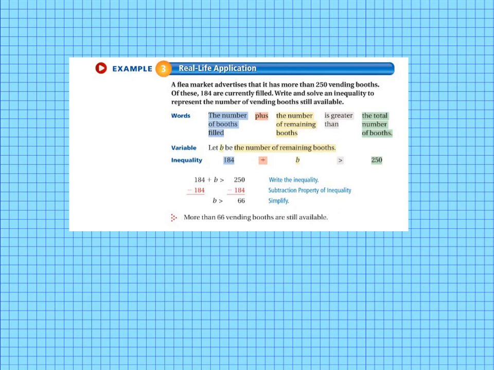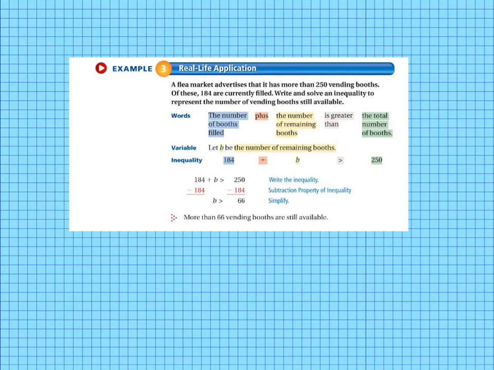Example 3 is our real-life application. A flea market advertises that it has more than 250 vending booths. Of these, 184 are currently filled. Write and solve an inequality to represent the number of vending booths still available. So the number of booths filled plus the number of remaining booths is greater than the total number of booths. So I'm actually going to start, well, let's look at the variable. It says let B be the number of remaining booths.